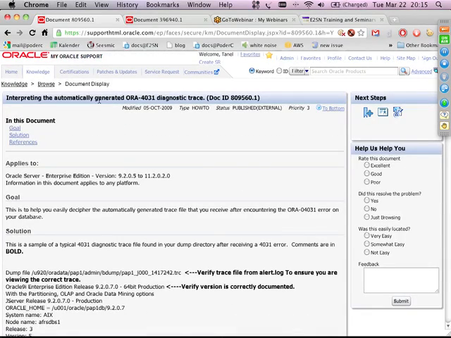I hope you see the screen. In Metalink, there is actually a note which walks you through how to read this automatically generated ORA 4031 dump. Apparently, it's available since 9205, which is nice. So that covers almost all reasonable databases. I'm sure somebody still runs 7.3 somewhere and 8i, but these are usually legacy databases which not that many people care about anymore until they break, of course.